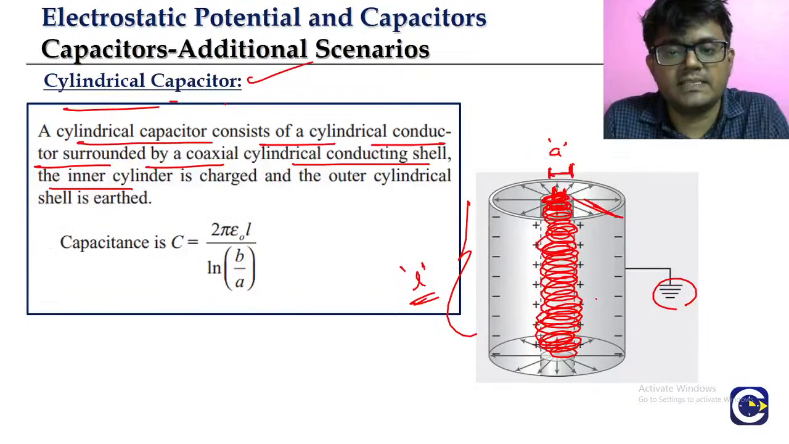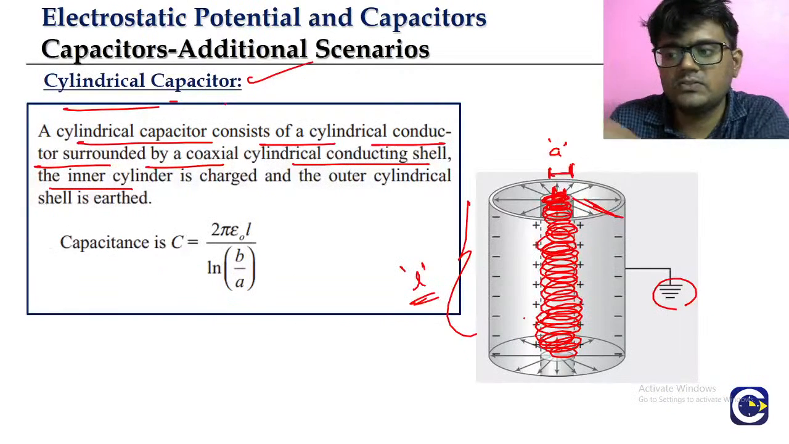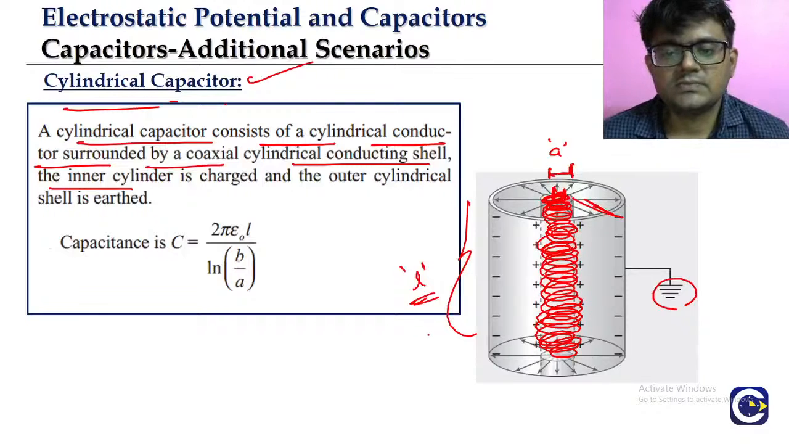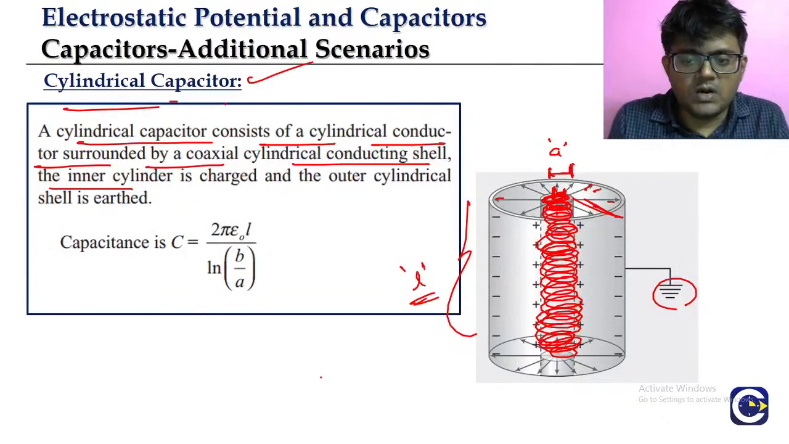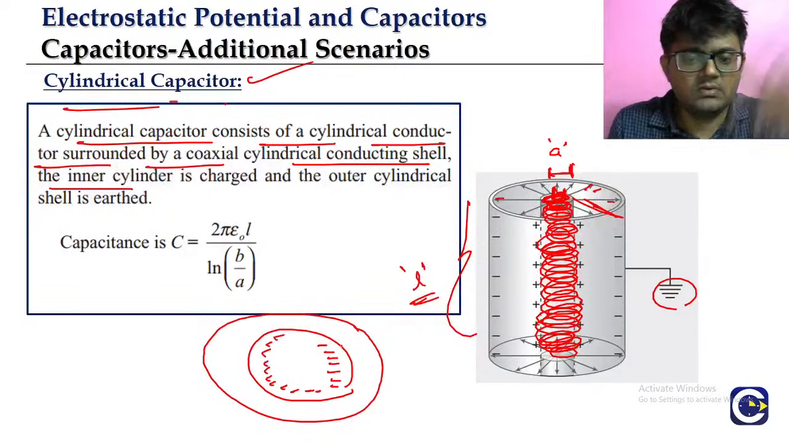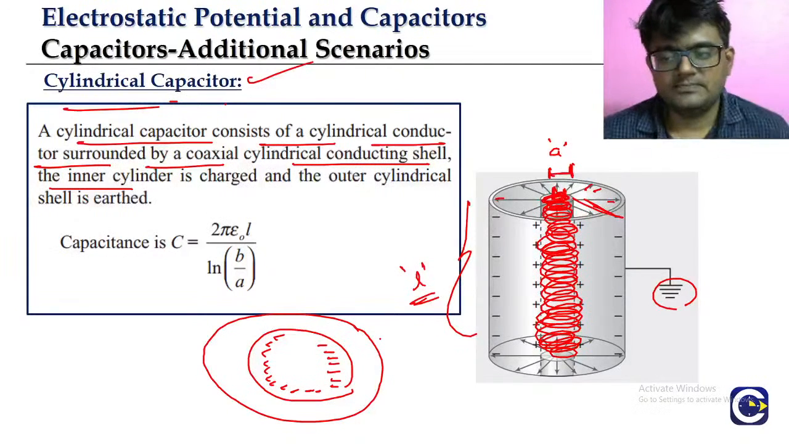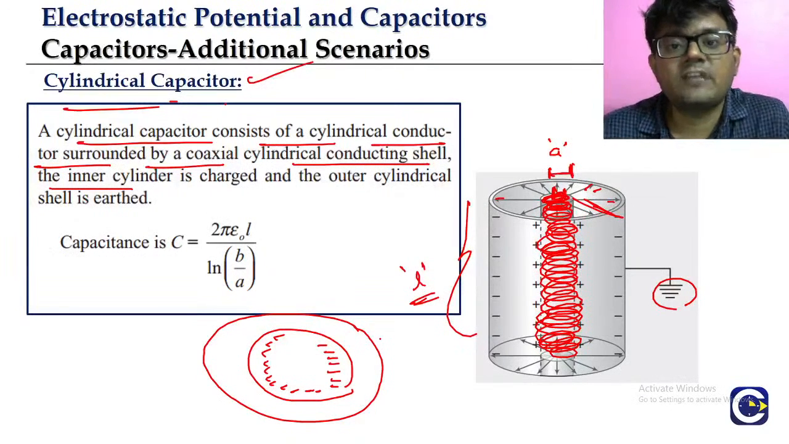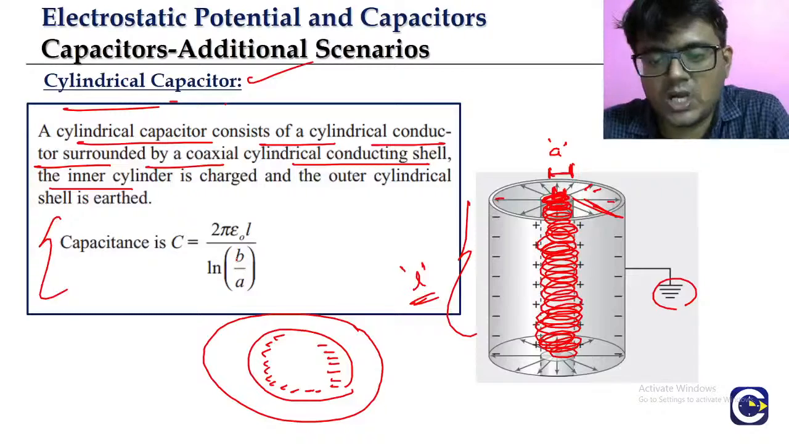As we saw earlier, the outer surface is earthed, so the outer part is actually connected to earth. Then there will be a negative charge induced on the inner side of the outer shell, like we saw earlier. Now, we are not going to derive its capacitance here; we are just going to look at the final result. The capacitance is 2 pi epsilon naught into L.